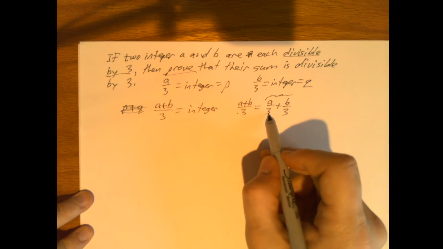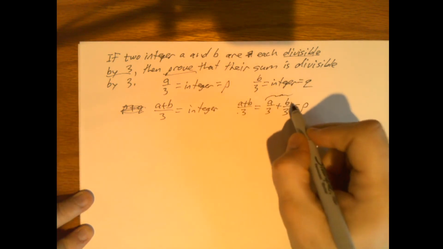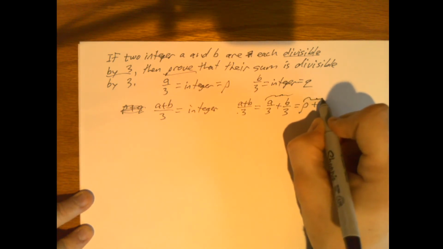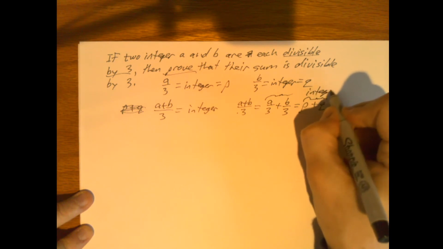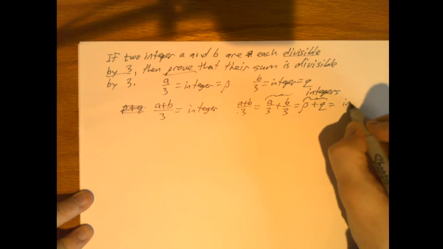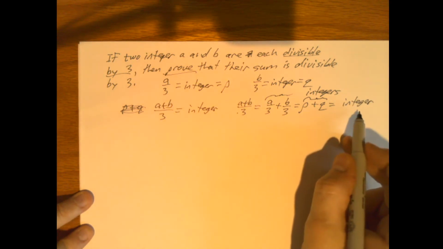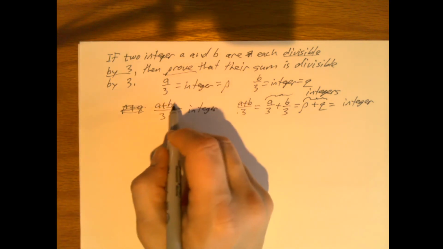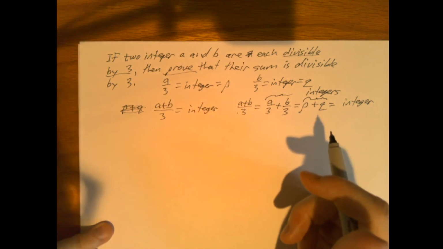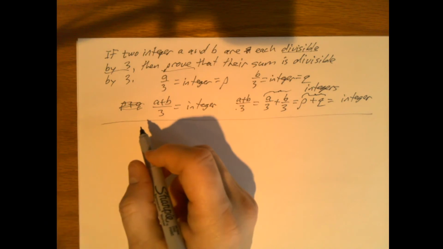Well, we already said a divided by 3 is p, and b divided by 3 is q, and we said that each of these are integers. Therefore, their sum must be an integer, which proves that a plus b divided by 3 is an integer, and therefore a plus b is divisible by 3. Okay? Let me give you one last proof, or at least for direct proofs.